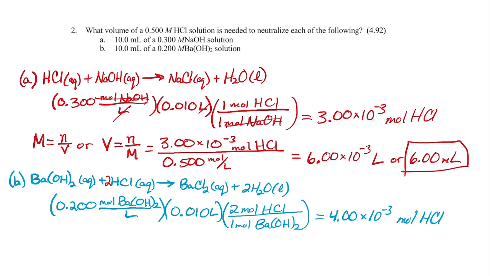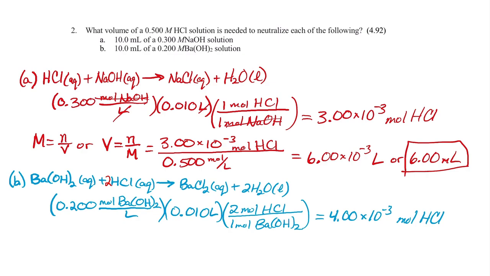So substituting in, my concentration times my volume will give the number of moles of barium hydroxide. And then I multiply it by the stoichiometric ratio, 2 moles of hydrochloric acid to 1 mole of barium hydroxide. And this time I get 4 times 10 to the minus third moles of hydrochloric acid are needed to neutralize that solution.